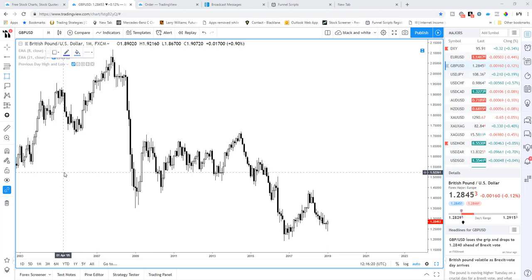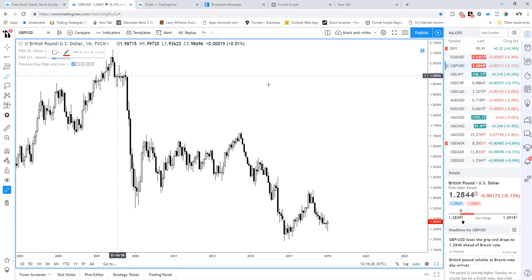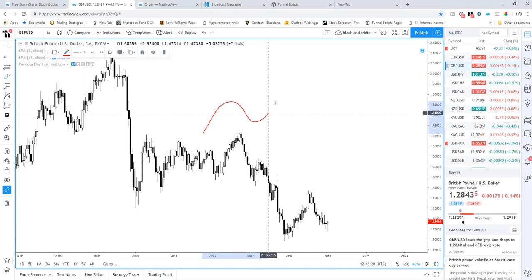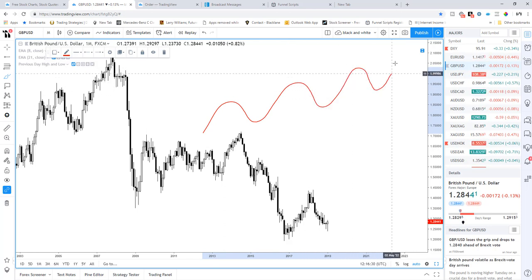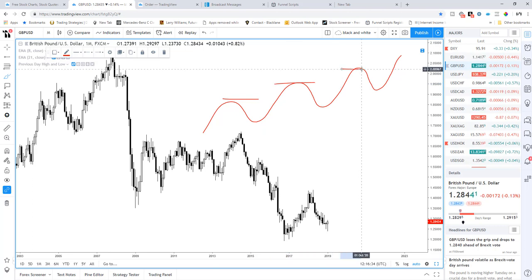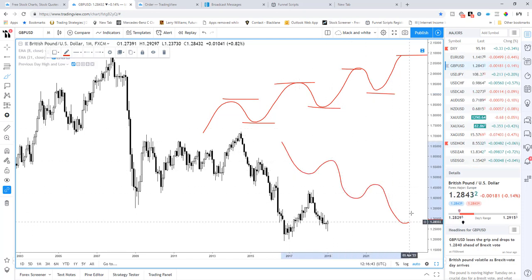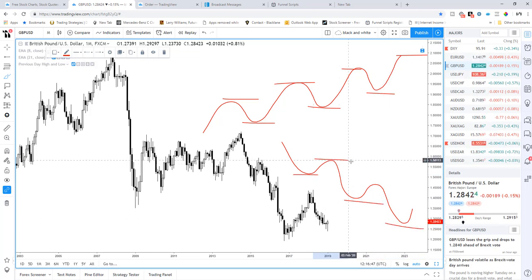Remember, the first thing you've got to think about when it comes to trend analysis is how do you define a trend? A simple way of defining an uptrend is if the market is producing higher highs and higher lows, you have an uptrend. If the market is producing lower lows and lower highs, you have a downtrend.